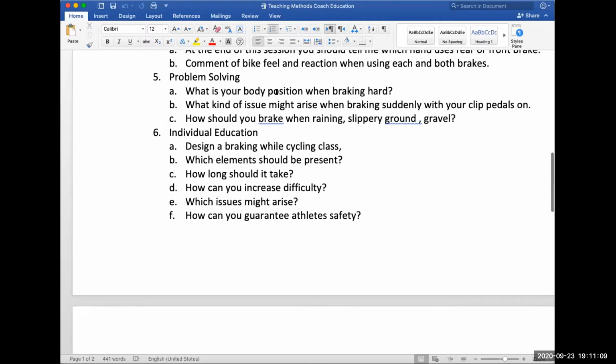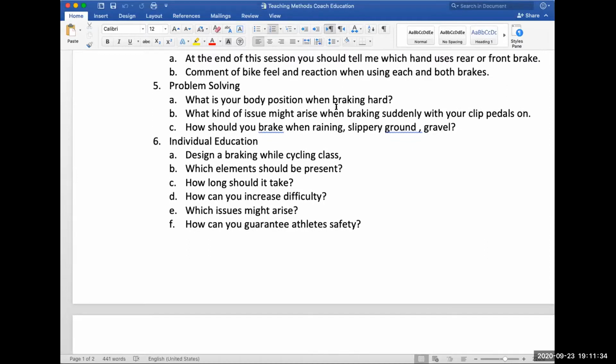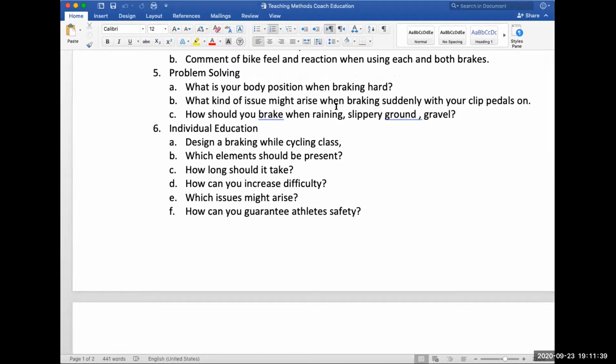If the people were to learn braking by problem solving, then you would give them these problems, let them find out what their body positions should be when braking hard, what kind of issue might arise when braking suddenly with their clip pedals on, how would they brake when raining, slippery ground, gravel. You would give them these problems to solve, and you wouldn't give any instruction, and they would need to solve it. So for example, the hand signals task was kind of problem solving, because you didn't know the answers.